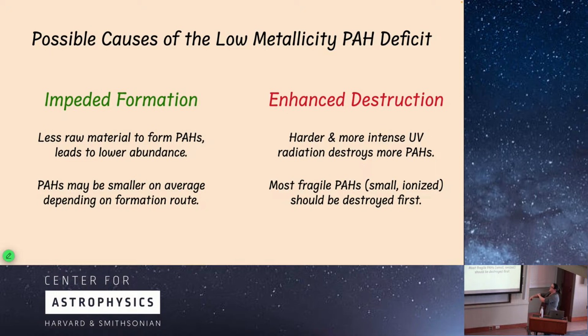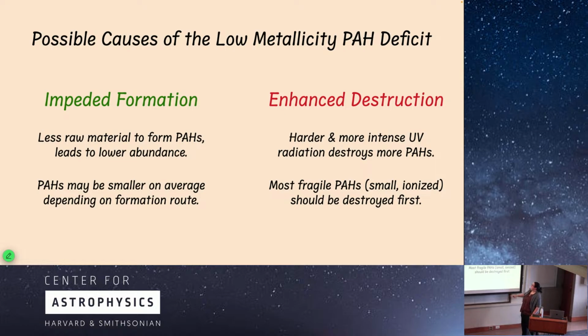One of those is impeded formation. So in low metallicity conditions, you just have less carbon. If your rate of forming these grains requires 2 carbons to meet and to continue to meet other carbons, then you will form them less efficiently, and you would probably prefer making smaller ones because making bigger ones just requires continuing to meet more and more carbon atoms. So this is one route that could potentially explain this low abundance.